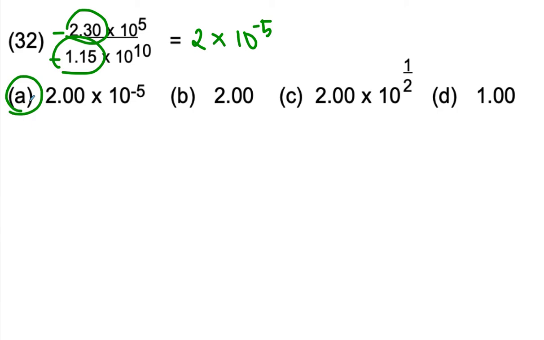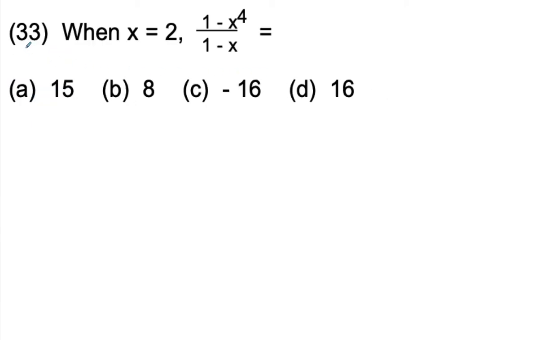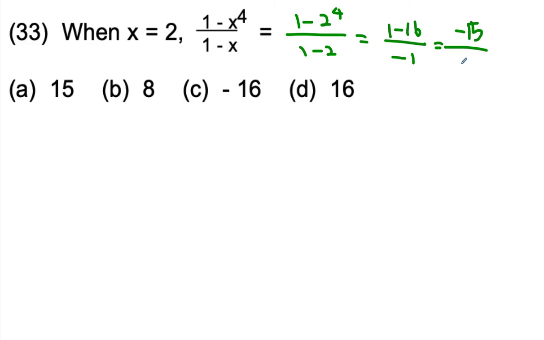Alrighty. Number 33. When x equals 2, we need to evaluate this one. How are you going to do it? We're just going to plug them in and see what we end up getting. Then we get 1 minus 2 to the 4th power over 1 minus 2. So the denominator is simply negative 1. Not bad. How about the numerator? 2 to the 4th power is equal to 16. So what we end up getting is 1 minus 16. So we get negative 15 over negative 1. So our final answer becomes 15. Choice A becomes the answer.